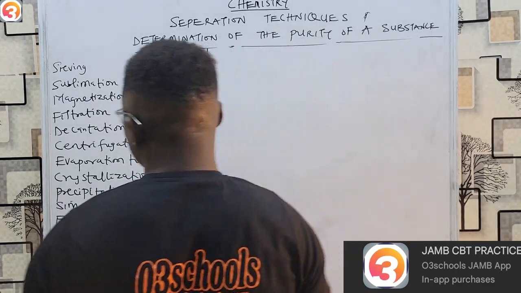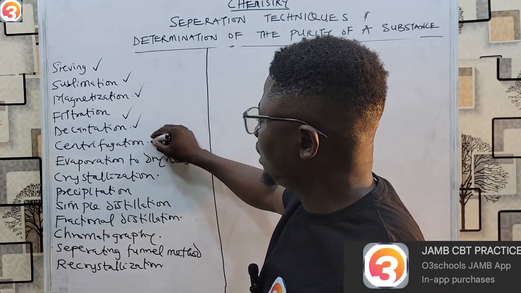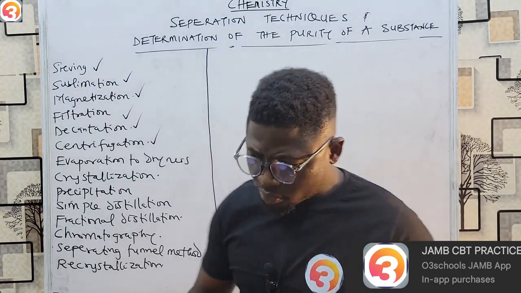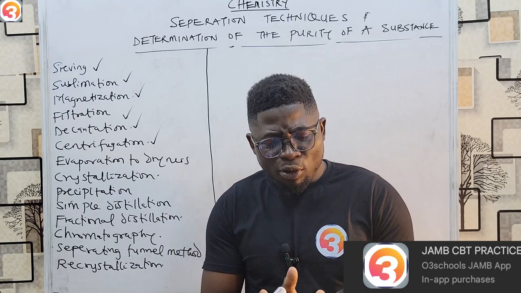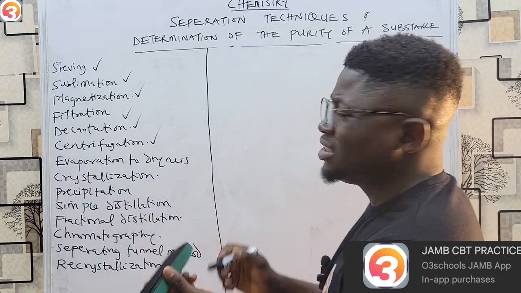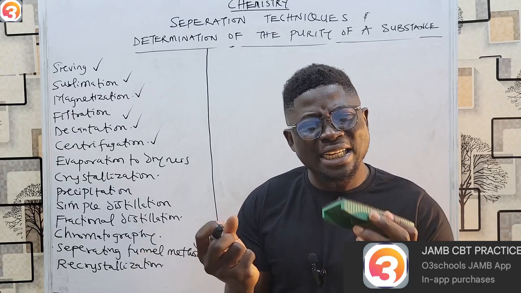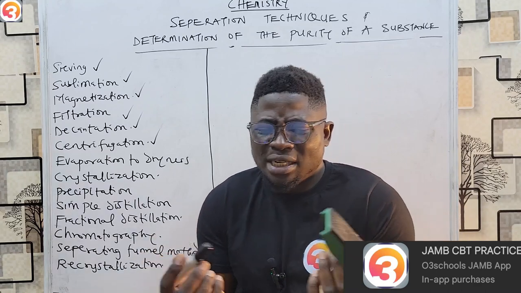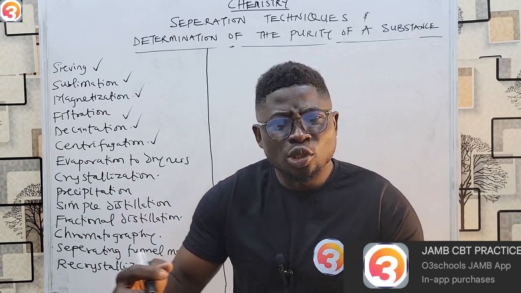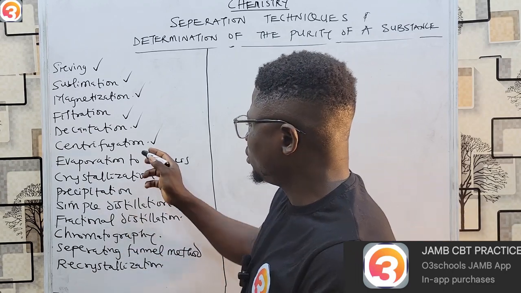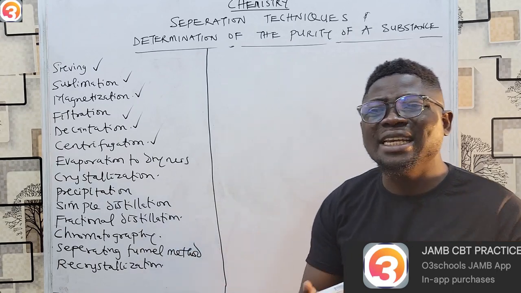So we'll now move over to the next one, which is centrifugation. We have done sieving, sublimation, magnetization, filtration, and decantation. Now we're going to centrifugation. Centrifugation is also used to separate an insoluble solid and a liquid by spinning the mixture in a centrifuge. A centrifuge is a very simple machine. It has a motor, a drive shaft, and a chamber where you pour the mixture in, and it spins the mixture. That is what centrifugation is used for.